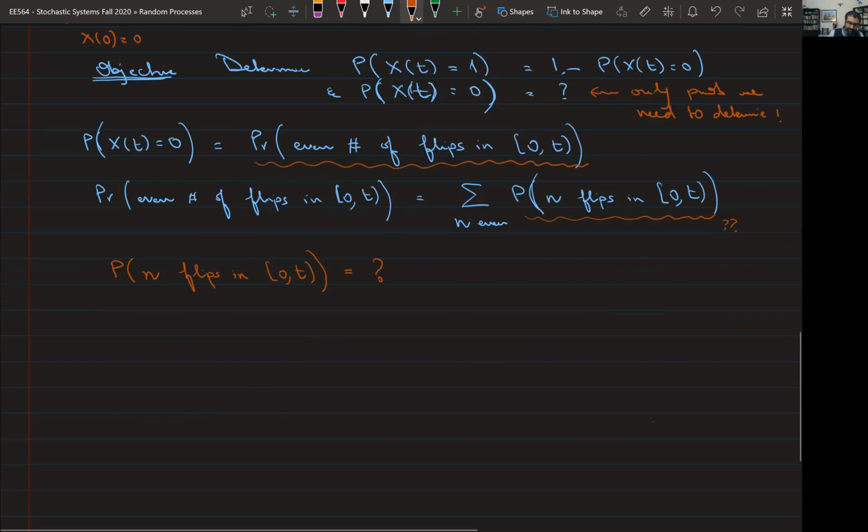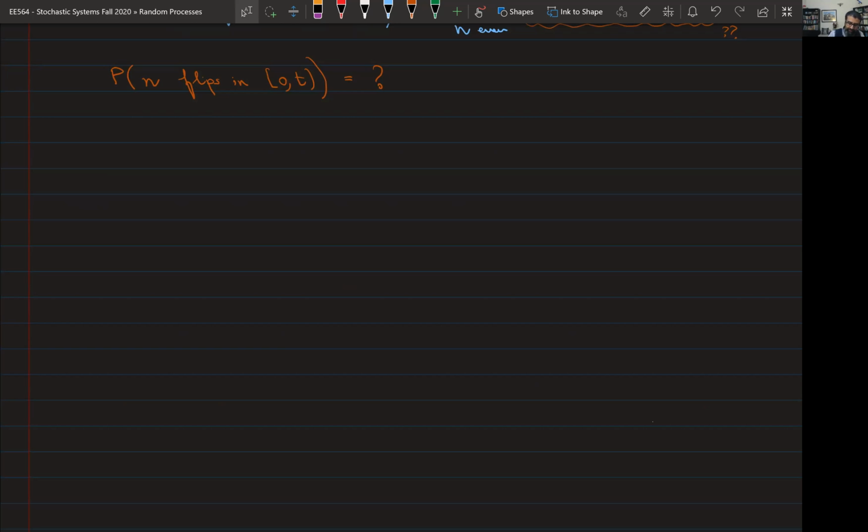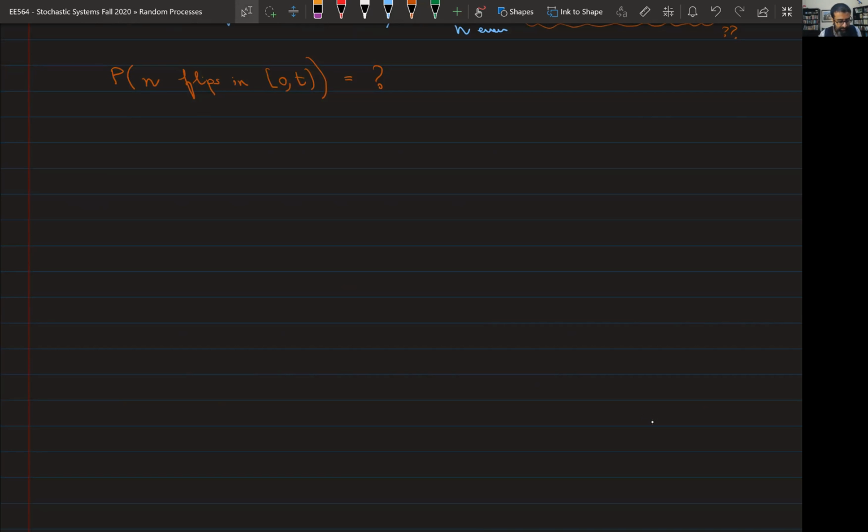Okay. Now, let me define some notation here. The first notation I have for you is something called Sn, and Sn is simply an accumulation. Sn is equal to T1 plus T2 plus T3 all the way up to Tn. Okay. So this is an accumulation of T1, T2, T3, and all the way up to Tn. And what does this represent? This is the time at which the nth flip occurs.